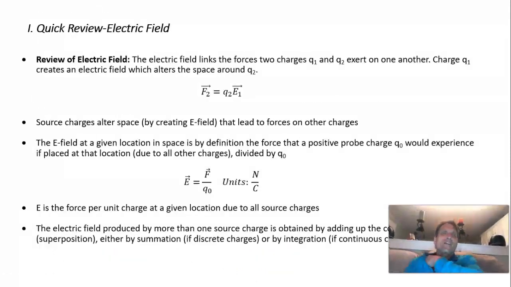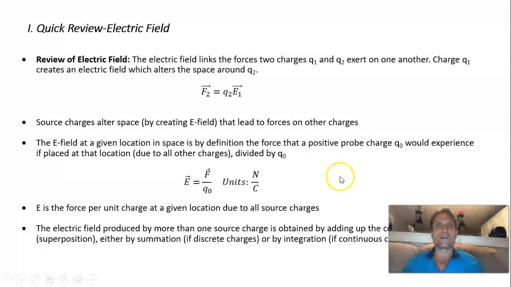So before we get into the electric potential, I think it's good to go back and review the electric field and electric potential energy here. So recall that if you have two charges, Q1 and Q2, they exert forces on one another, right? And we can use Coulomb's law, and we can calculate the force that Q1 exerts on Q2 and the force that Q2 exerts on Q1, equal and opposite forces.